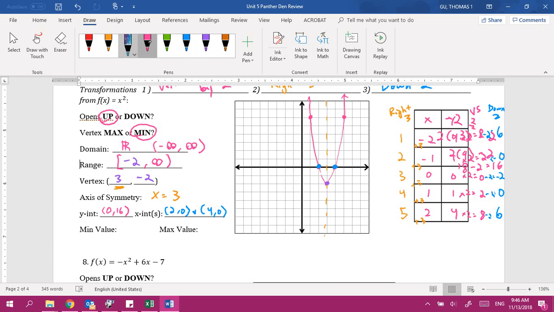Okay, and what is the minimum value of this graph? It's negative 2. You can take the minimum value. It's just the lowest number. It's the lowest number on your range. It's just negative 2. It is not a point, so just put a number. And what's the max value? None, because infinity is not a point. Okay, that's it.